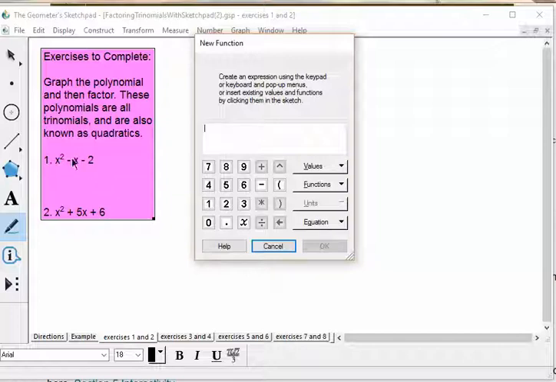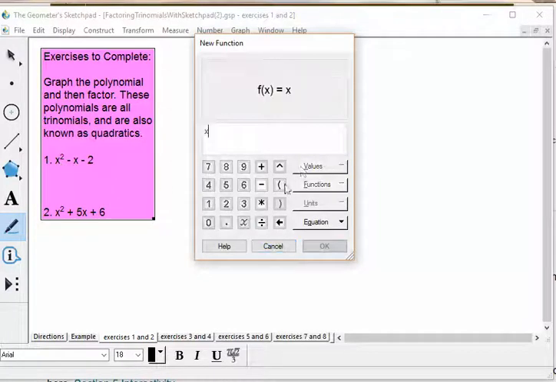So the first thing that we do is we type in the x squared and then minus x. You can use your keyboard as well as this kind of touchpad thing. And then you look and see if that looks right up here. Looks right, so then you click OK.